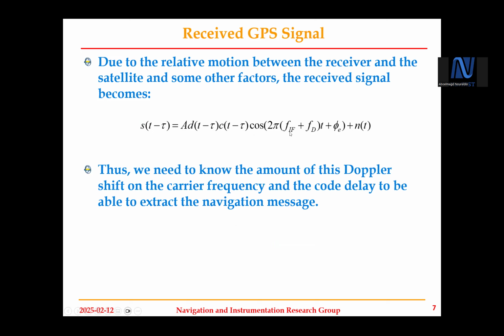So instead of the intermediate frequency, we'll receive the carrier at the intermediate frequency plus a Doppler shift, and we mentioned FD could be plus or minus, meaning the shift either lowers the signal frequency towards zero, or moves it up, away from zero. And this is the phase of the received signal. N is the noise term.